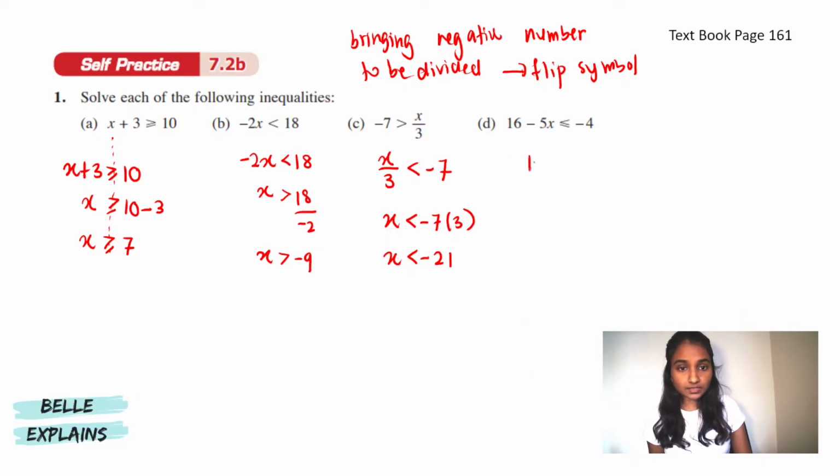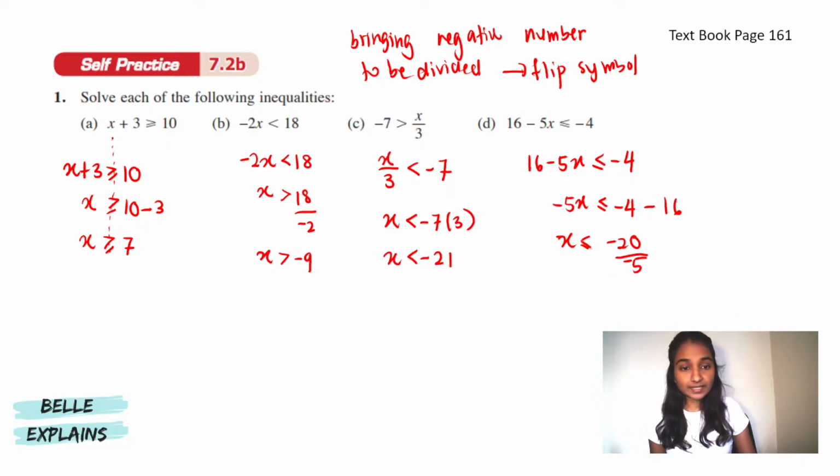So this one, 16 minus 5x is smaller than negative 4. First things first, bring the whole number. My whole number will become a negative because it's a positive on this side, so when I bring it across the border, it will become a negative. So this x will become negative 20 over negative 5.